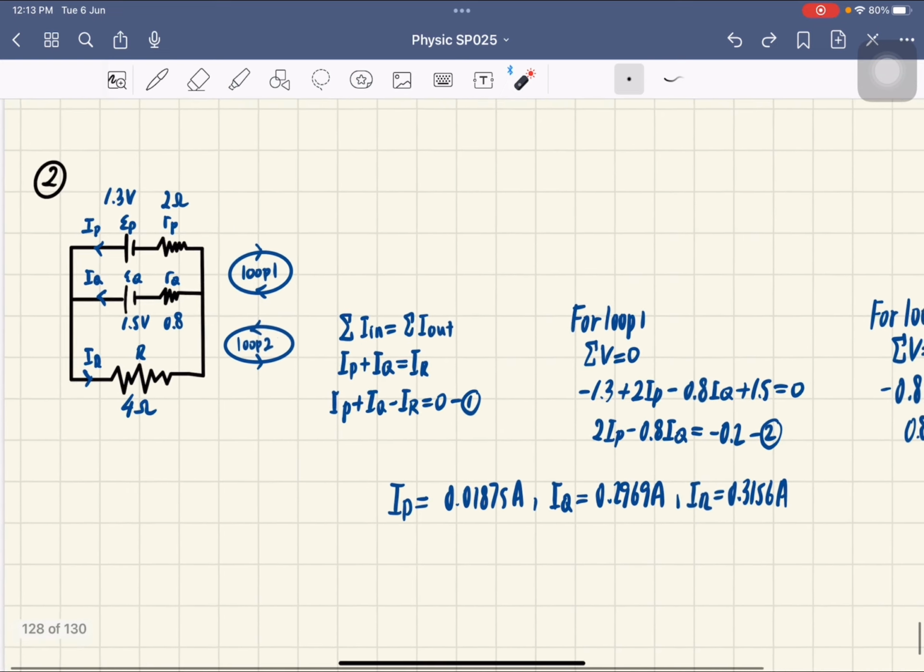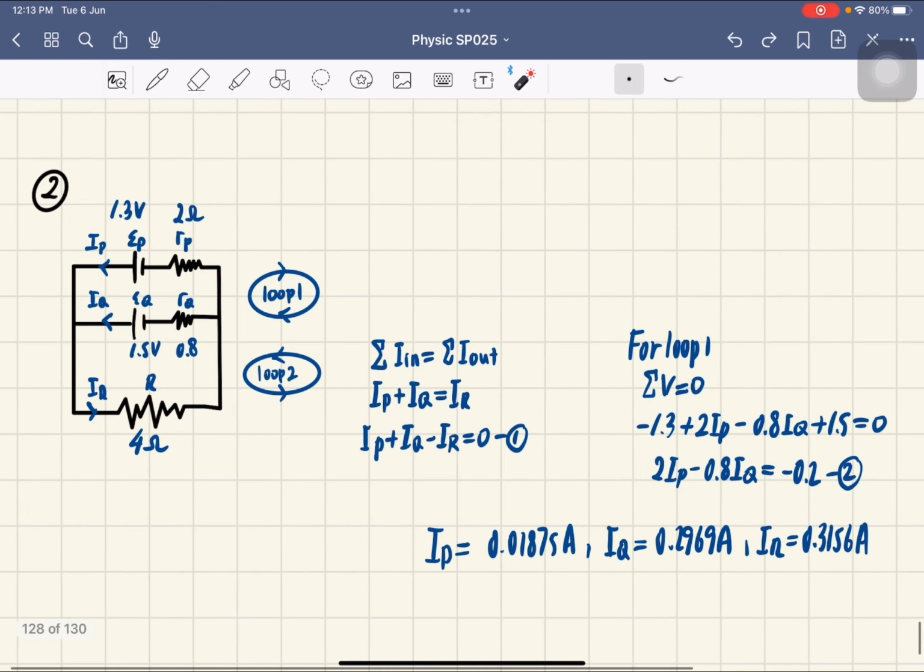Okay, let's look at the second question. By applying the same method that we just discussed on the first question, the direction of loop 1 follows the EMF direction of the higher voltage battery, so it will be clockwise. And for the second loop, we get the loop direction is anti-clockwise, since we follow the EMF direction of the only battery in the single loop, which is battery Q.